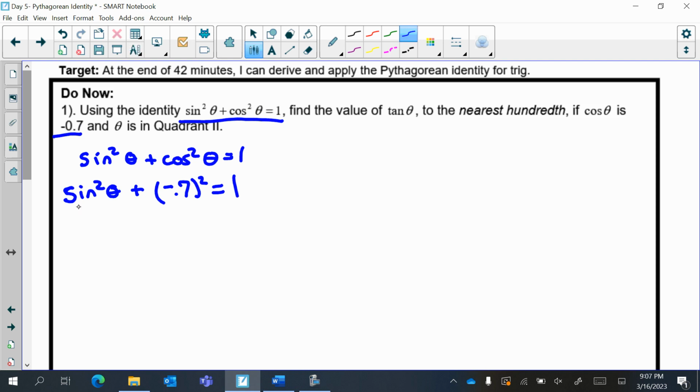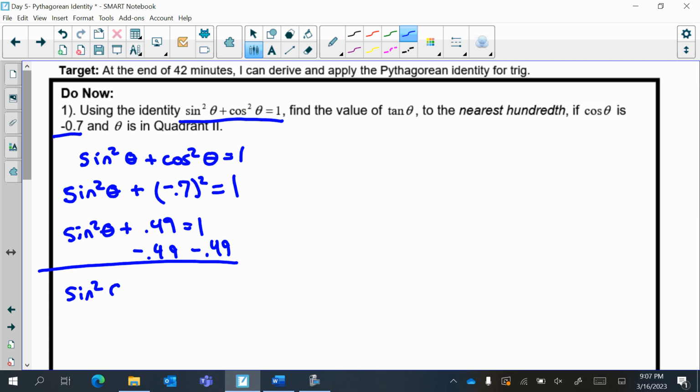And from there, all you have to do is solve. We have sine squared theta plus 0.49 when you square that in the calculator. If you're not getting 0.49, if you get negative, it's because you didn't put parentheses around the negative 0.7, and the exponent should go on the outside of those parentheses. We're going to continue solving for sine by subtracting 0.49 on both sides. And you get sine squared theta equals 0.51.